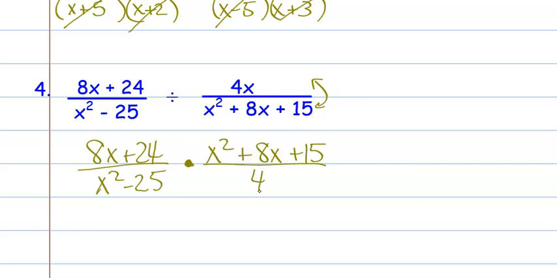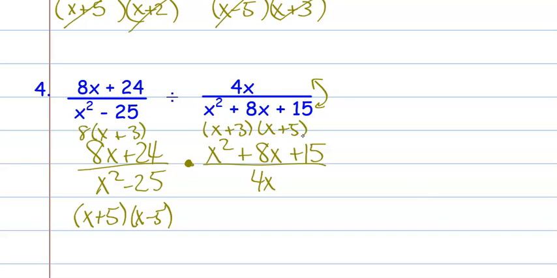all over 4x. Sometimes I get lazy and I just cancel with the ones I know cancel. That's not the greatest way to do it. So let's keep going. We got x plus 5, x minus 5, and then this one you pull an 8 out, you get x plus 3. Over here we get 3 and 5 will work, both positive.